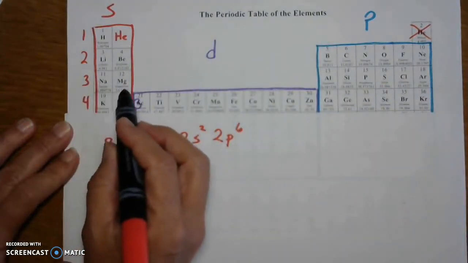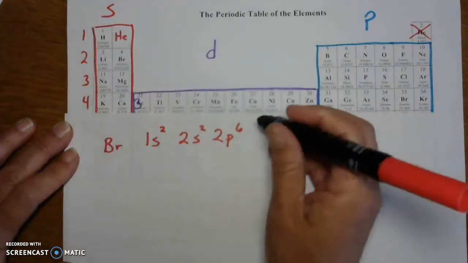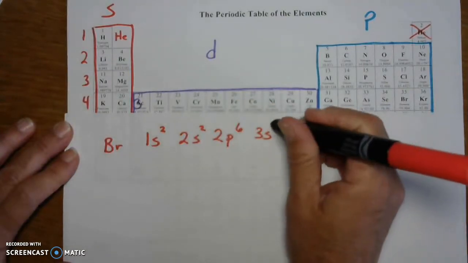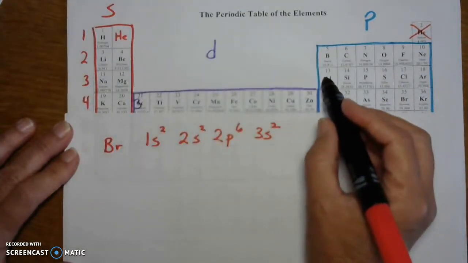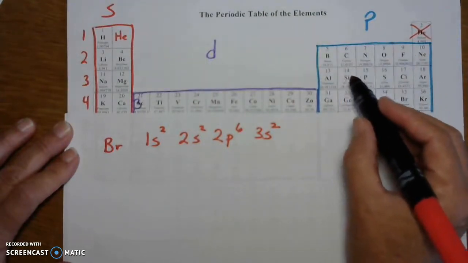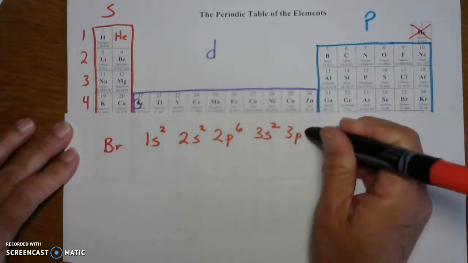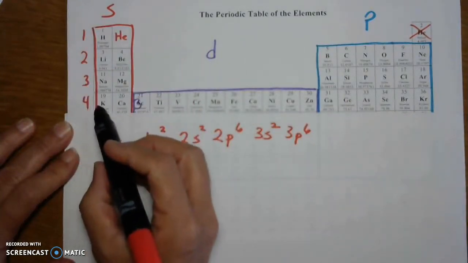Let's look at the third row. The third row is 3s, and there are two boxes, so there are 2 electrons. And as we go across, now we have 3p, and there are 6 boxes, so 3p6. Then we get down to the fourth row.